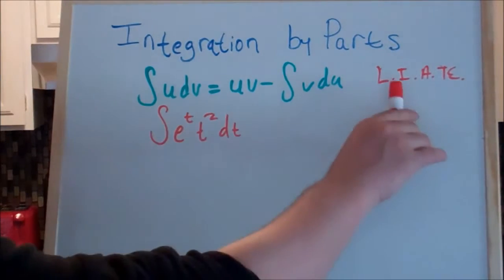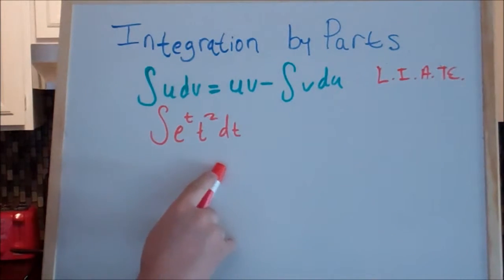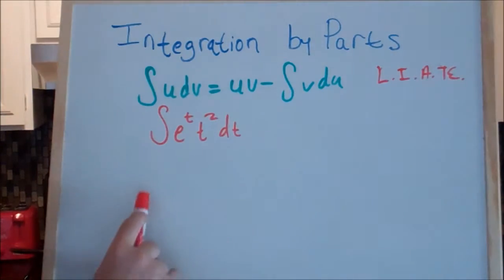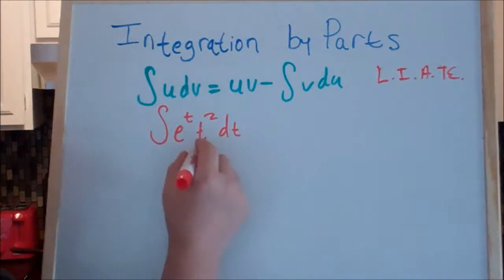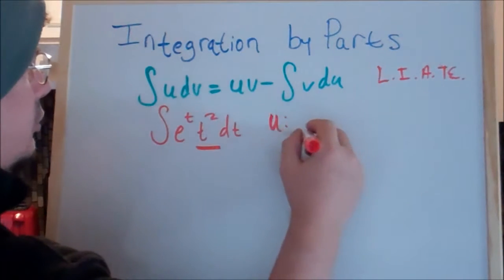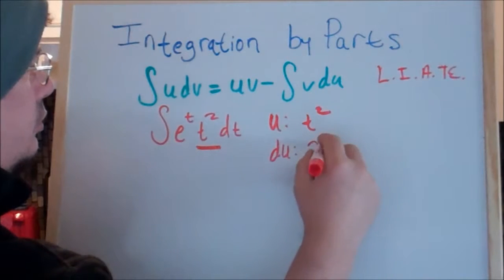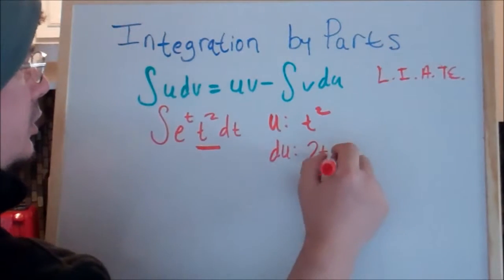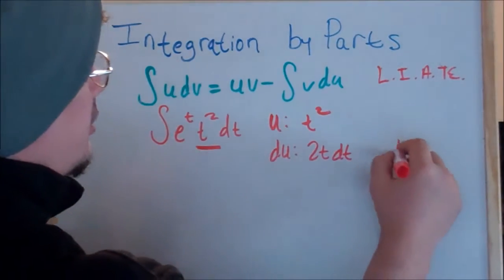Well, I'll just look right over here at LIATE. Do I have a logarithmic function? No. Do I have an inverse trig function? Also a negative. Do I have an algebraic function? You bet I do, and there it is. That will be my u. So u equals t squared. du is going to be 2 times t. Don't forget the dt.